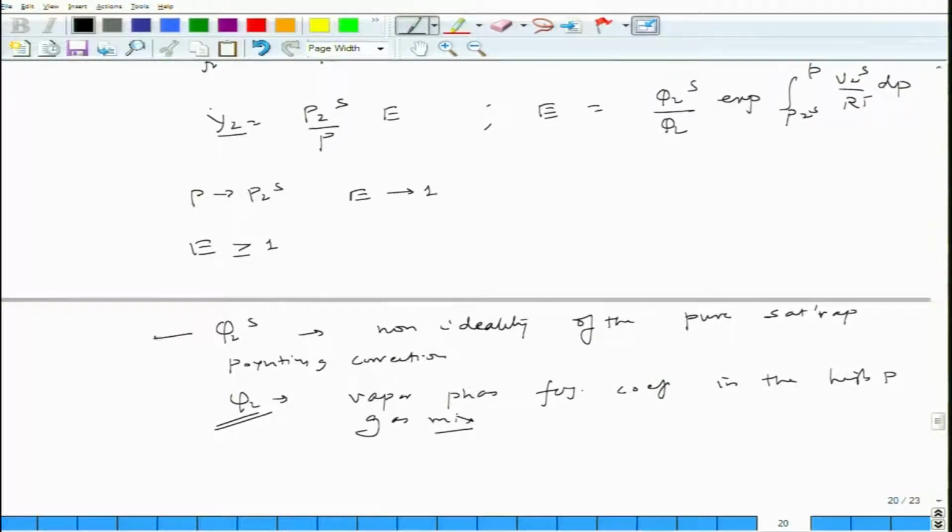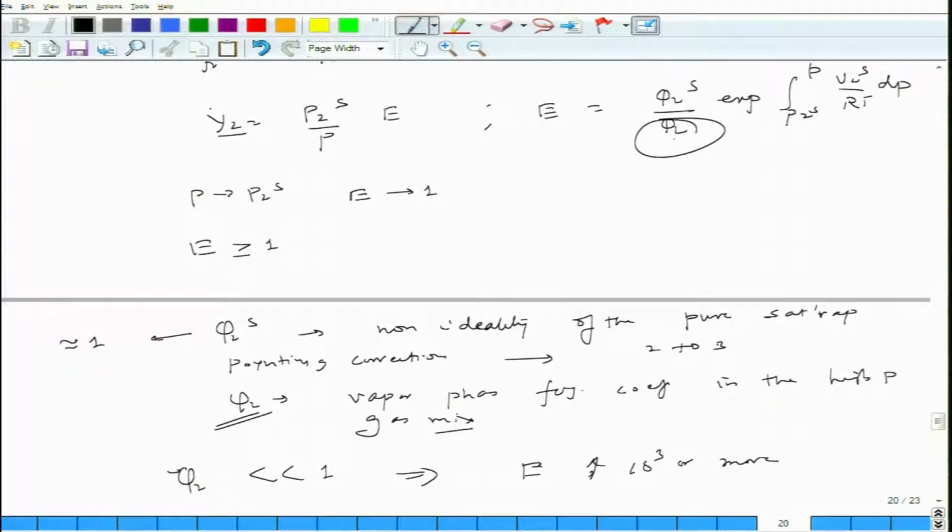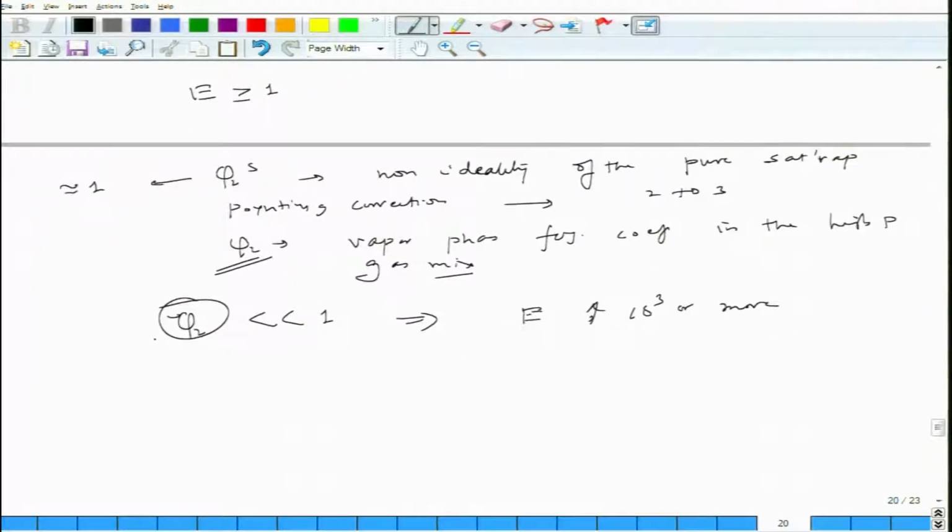Phi 2 is typically small, so phi 2 will be close to 1. But what about phi 2s? Phi 2s will be much less than 1, which essentially means, because phi 2 is here, that E will increase, sometimes to 10 to the power 3 or more. So, the Poynting correction will give you 2 to 3 numbers like times, and because of this phi 2, it is important that we calculate it very well.